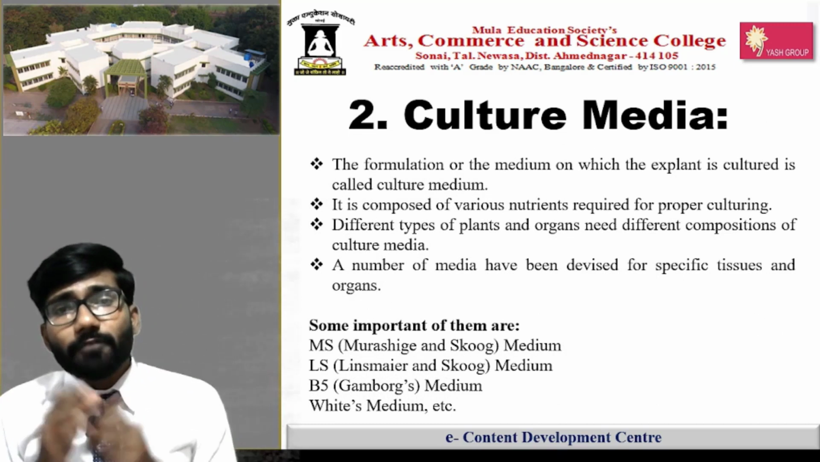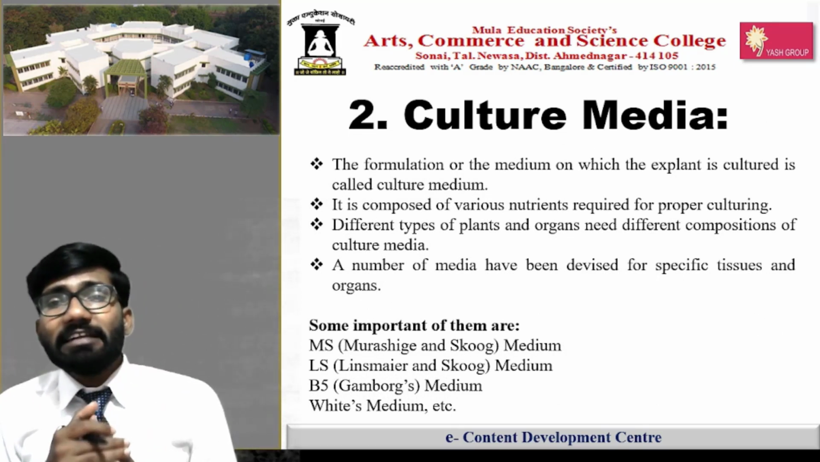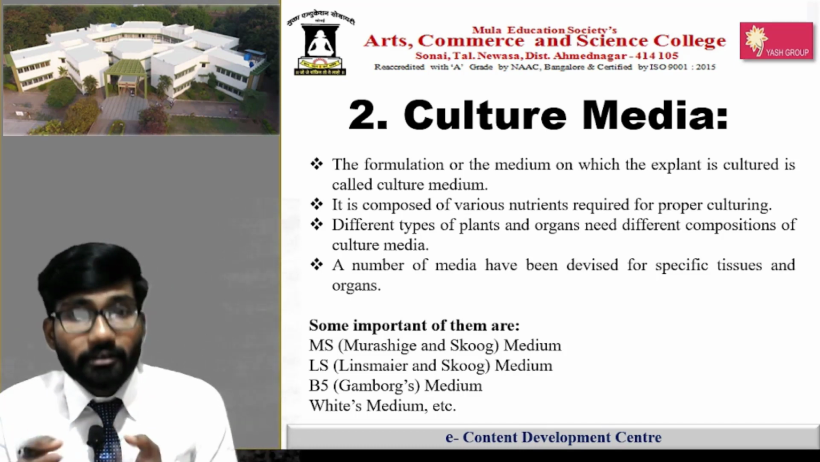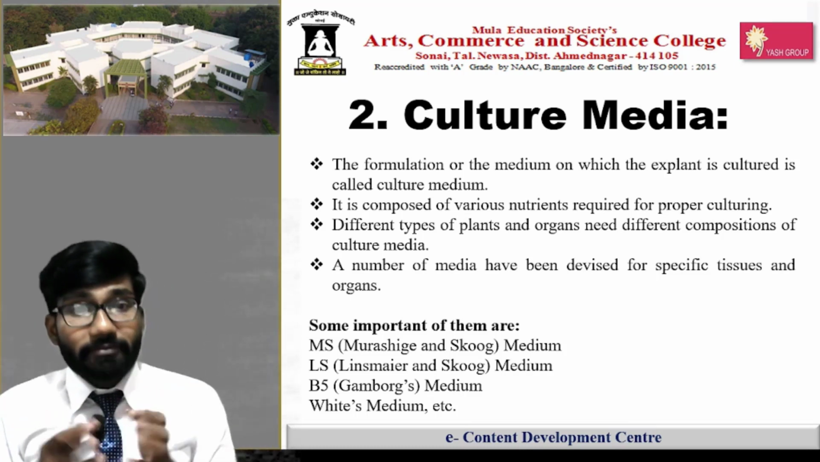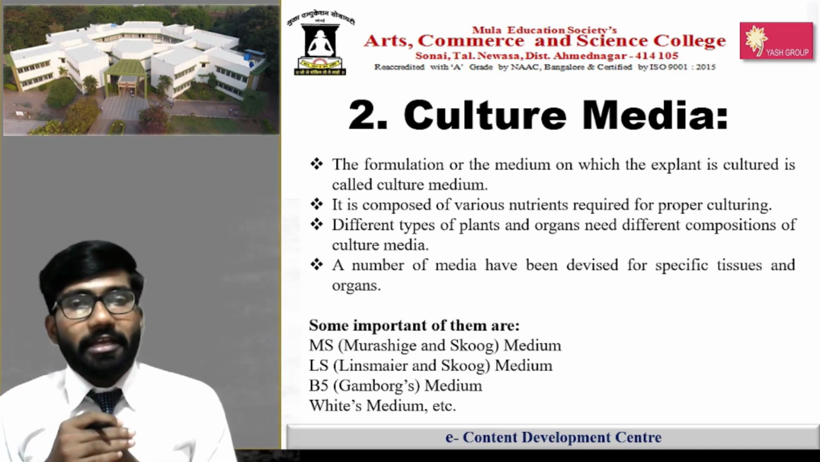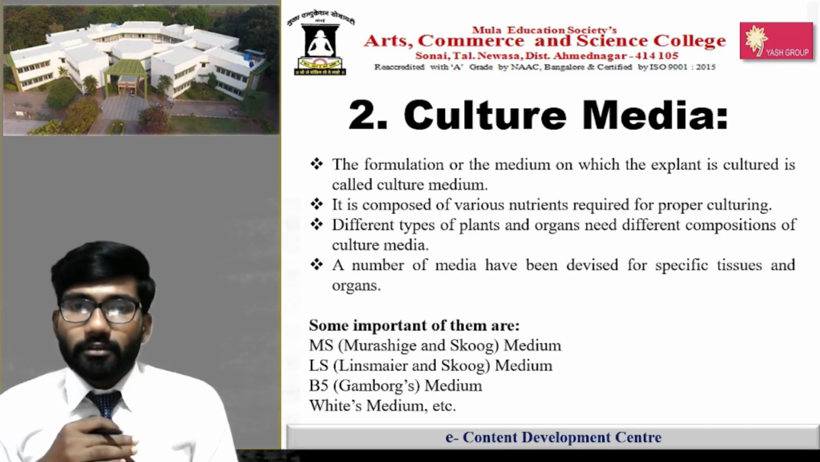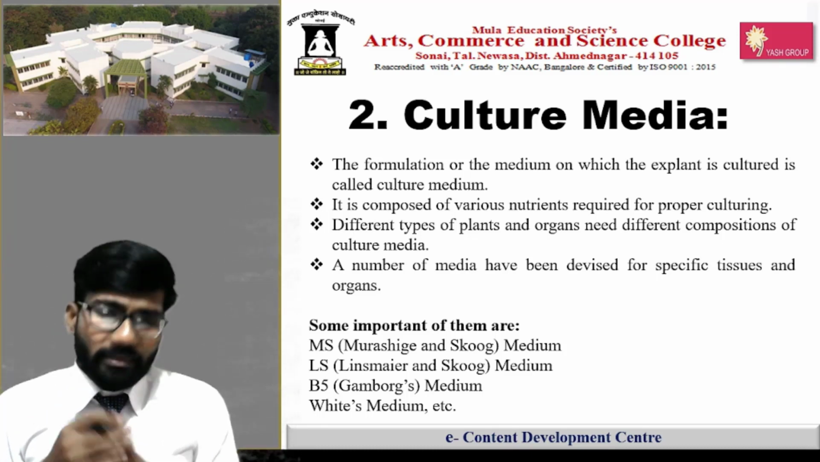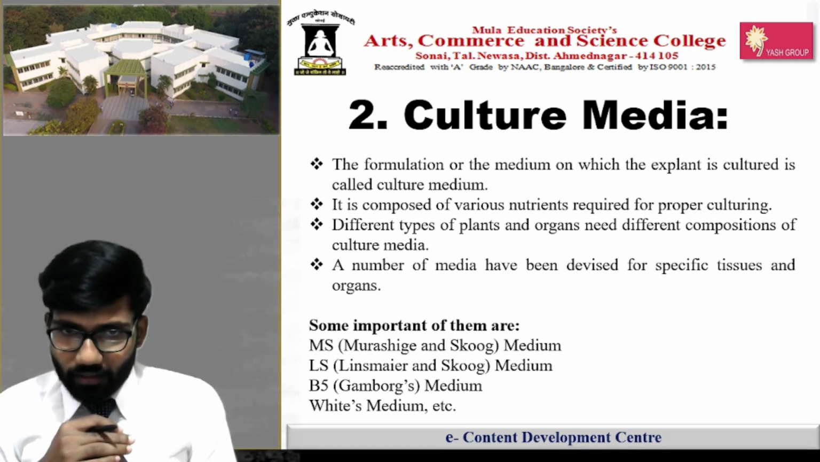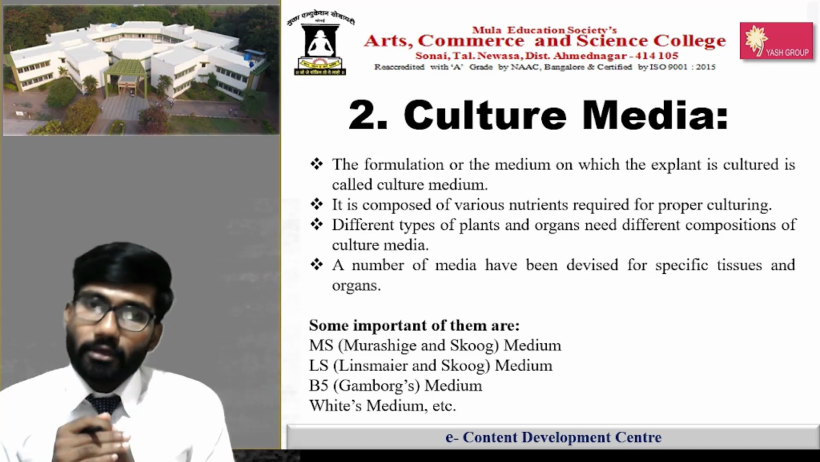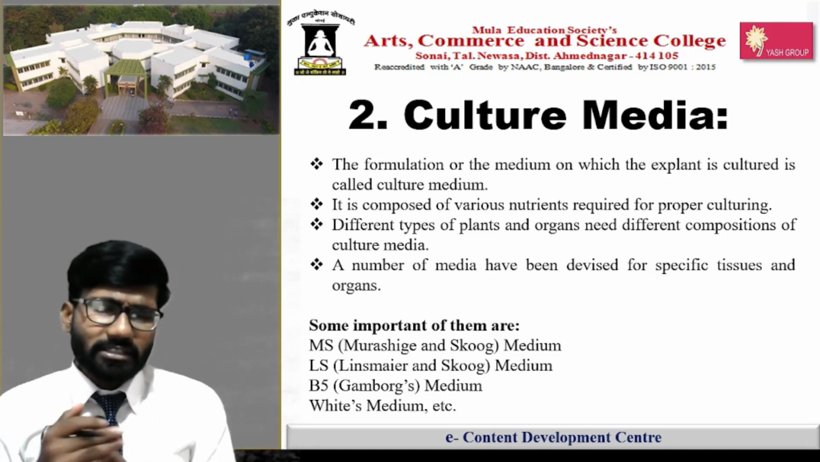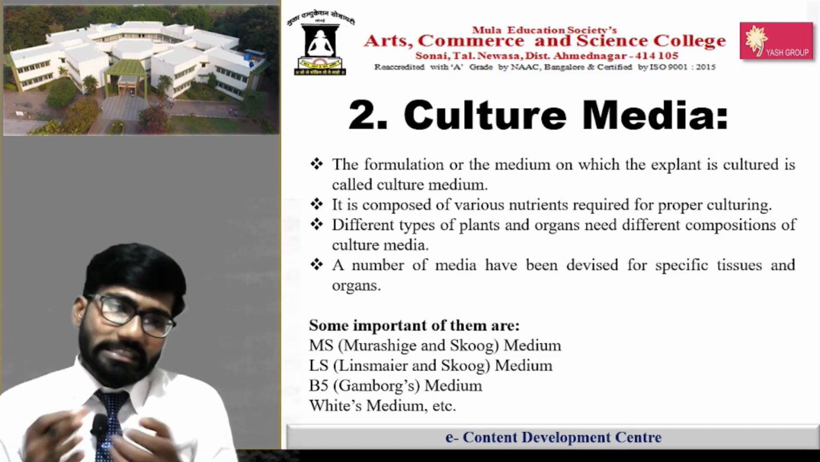Then culture media. The formulation or medium on which the explant is cultured is called culture medium. It is composed of various nutrients required for proper culturing. Different types of plants and organs need different compositions of culture media. A number of media have been devised for specific tissues and organs. Some important ones are MS media. The long form of MS is Murashige and Skoog, the scientists who discovered the first medium, known as MS media, and MS media is very popular; most plants grow in this media.